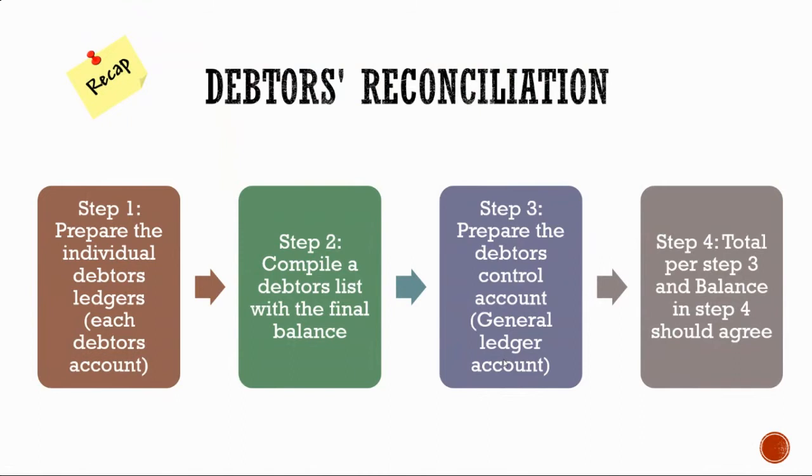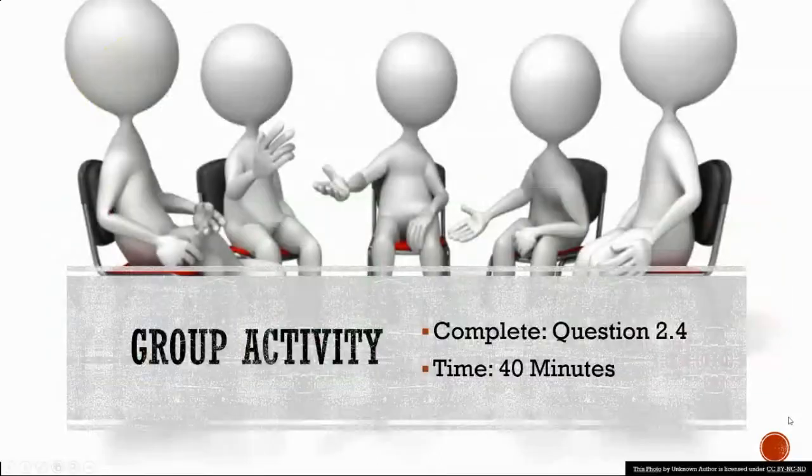Then step 2, you compile a debtors list. How do I compile that? I take step 1's totals for each individual debtor, and then I create a list in step 2. Then step 3 is your debtors control account that I create. That's my T account. And then step 4 is just to compare the two totals, and if there are any differences, document what caused that specific difference.